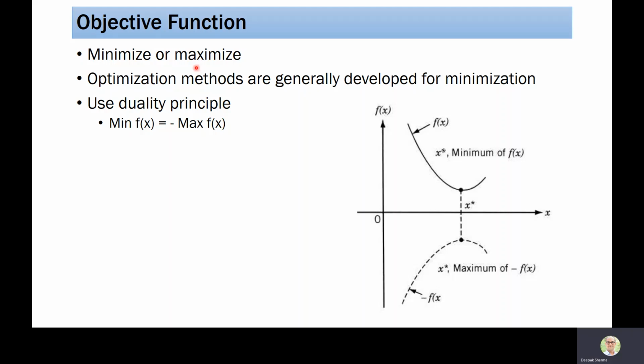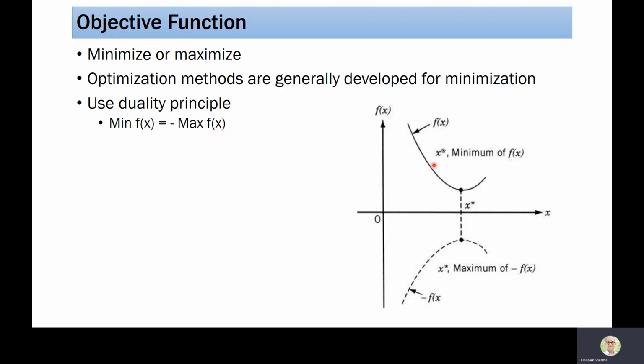The interesting part is that the optimization methods available in the literature are generally developed for minimization. The question is, if all the methods are developed for minimization and I'm working in an organization in which I want to maximize the profit, what should I do? In this case, we can use the duality principle. What do we mean by duality? The minimization of a function is equal to minus times the maximization of the function.